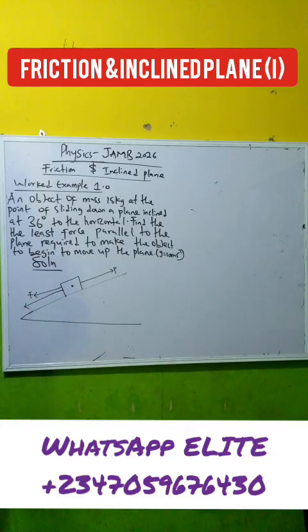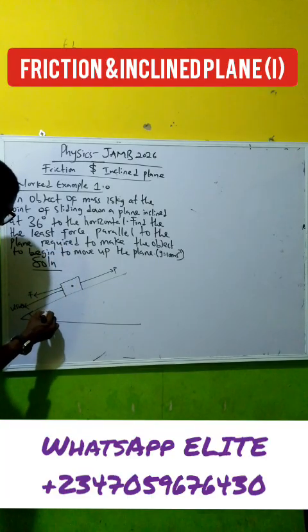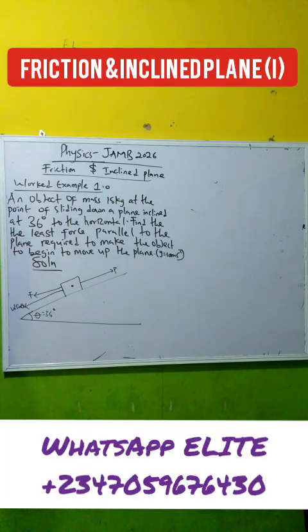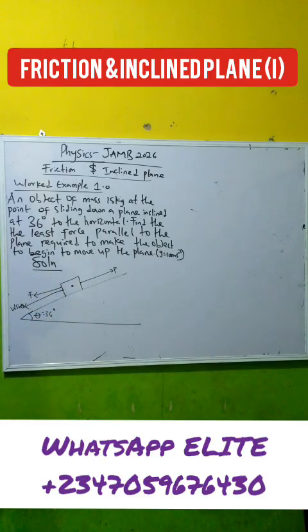Okay, the limiting frictional force. I hope you are getting me, guys. This one happens to be our W sine theta, and this one is our theta, which you can leave as given, 36 degrees, the angle it makes with the inclined plane. This is the object moving up the inclined plane.